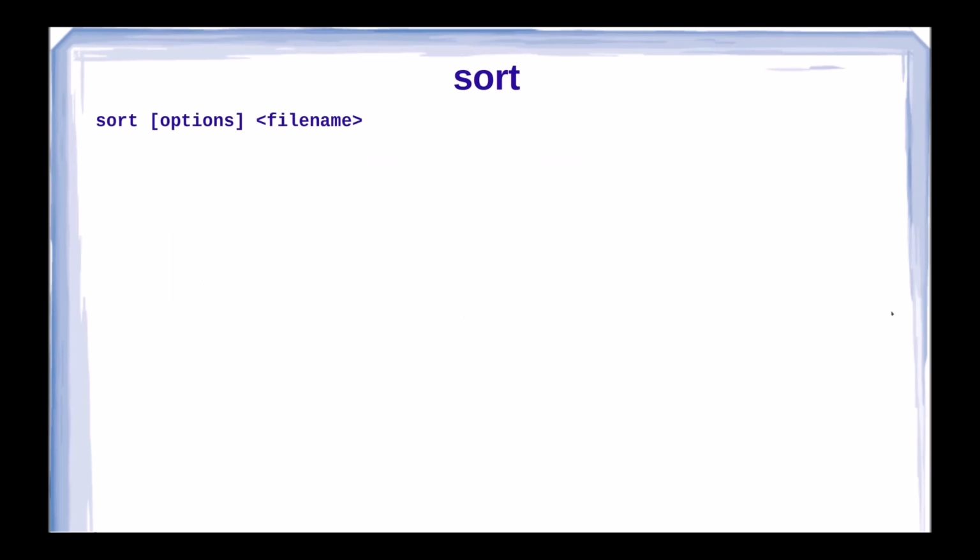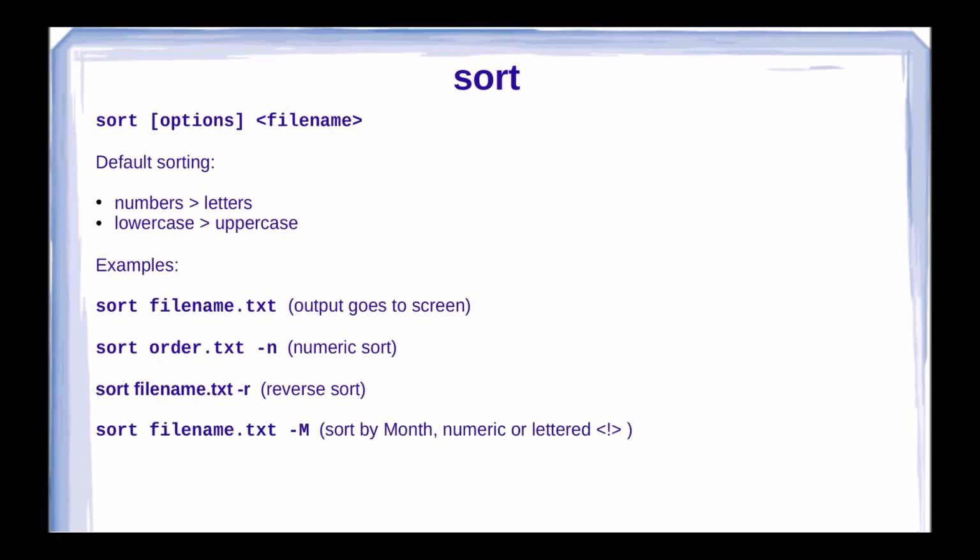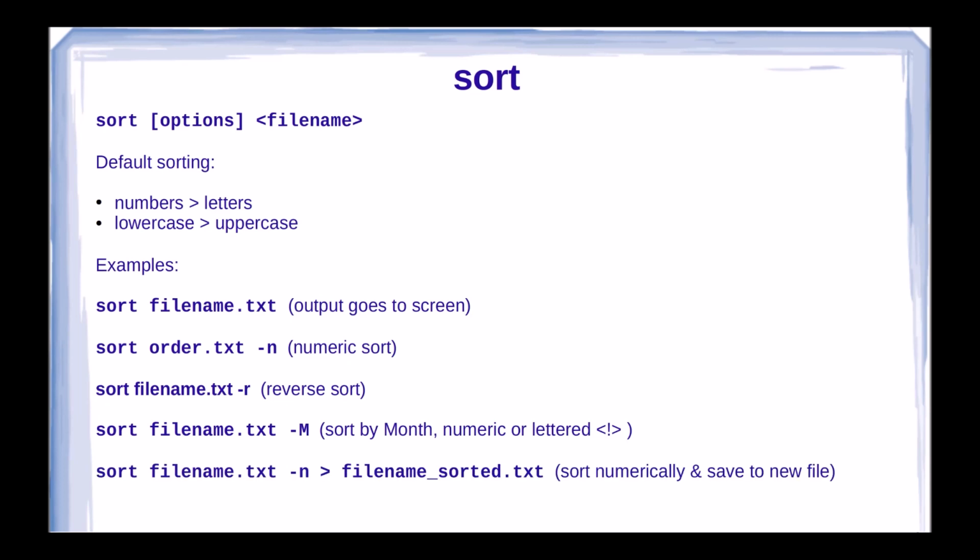Okay, and this one gets really bizarre. I'll just walk through this. You can sort a file name 9 ways from Sunday. My battery died. The default sorting is numbers come before letters, lowercase comes before uppercase. Sort filename.txt, and the output goes to screen, and it'll be numerics and then letters, and letters will be lowercase, uppercase. There's your numeric sort. Reverse sort, Z to A. Sort by month. I've never used that.